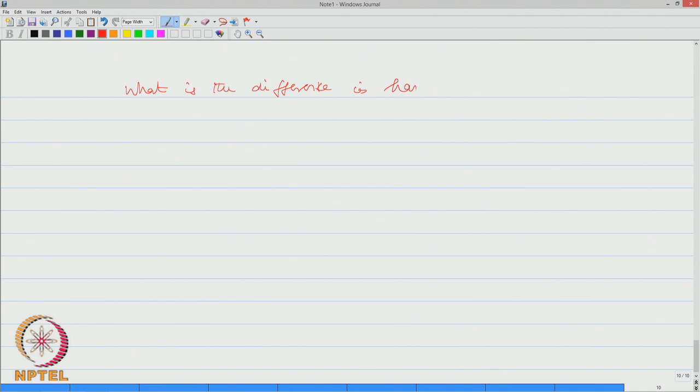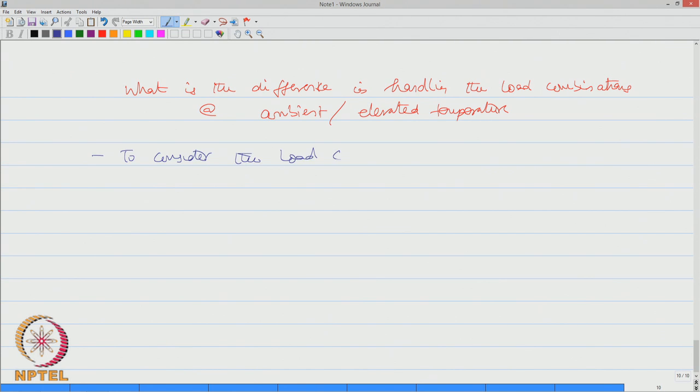Now, the interesting part is, what is the difference in handling the load combinations at ambient temperature and elevated temperature? So, the question is to consider the load combinations at elevated temperature.